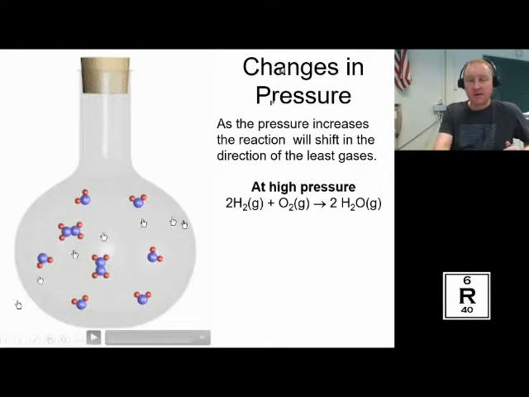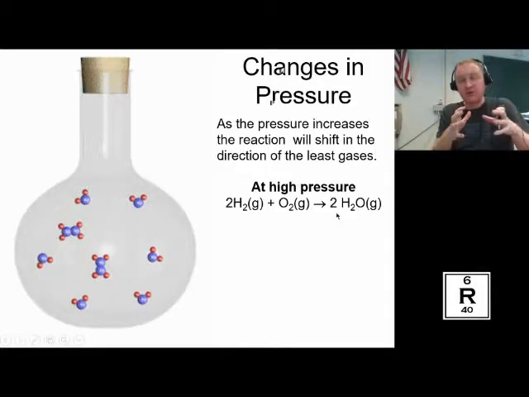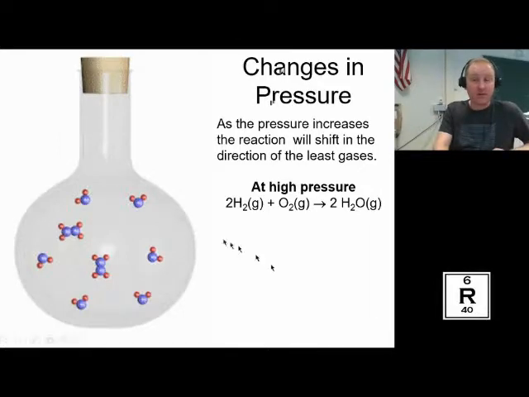So in this example here, at a high pressure, hydrogen and oxygen would become water, because you've got 3 moles of gas to start with. You've got 2 moles of hydrogen and 1 mole of oxygen becoming 2 moles of water. So 3 moles of gas becoming 2 moles of gas. At high pressure, this would be ideal because you have fewer moles of gas. Because it's more confined, it will switch to a system that has fewer moles bouncing around, so it's not as crowded, if you want to think of it that way.